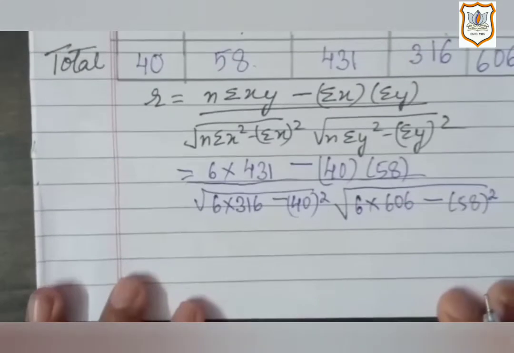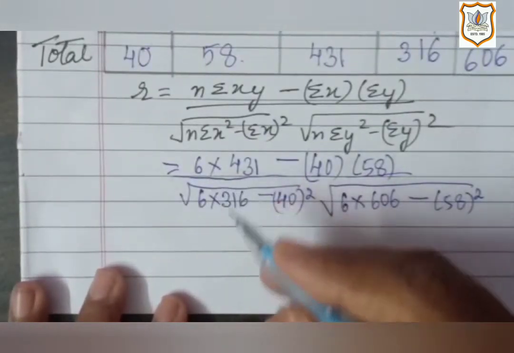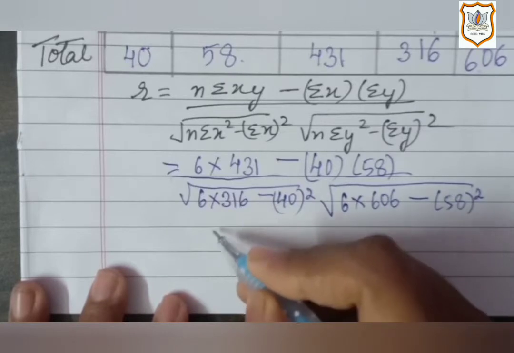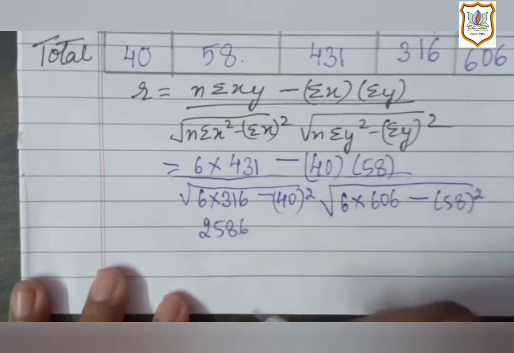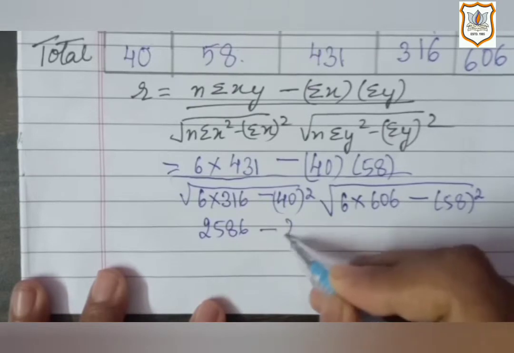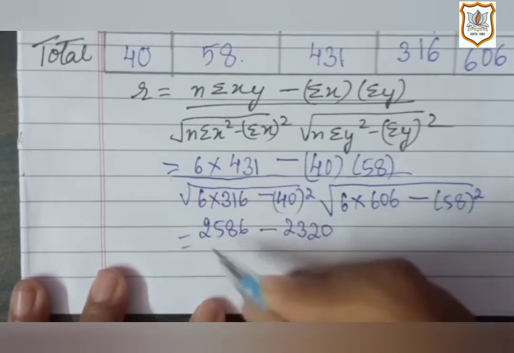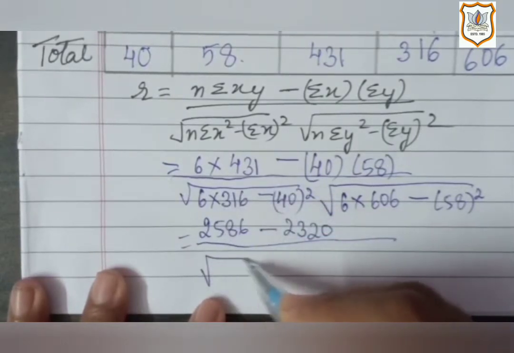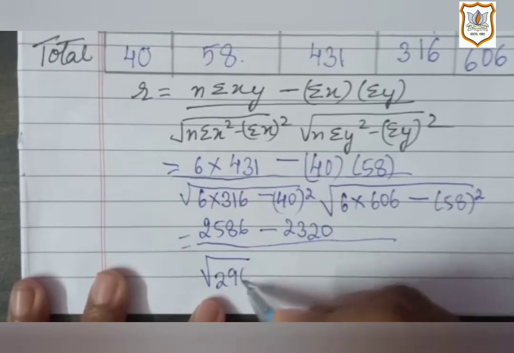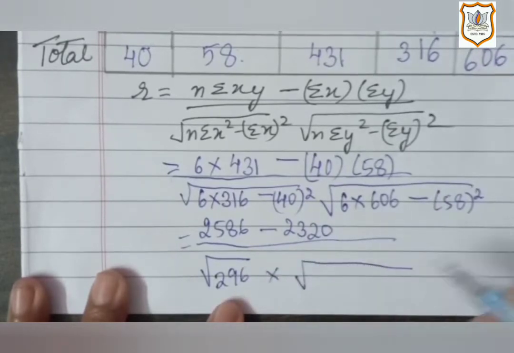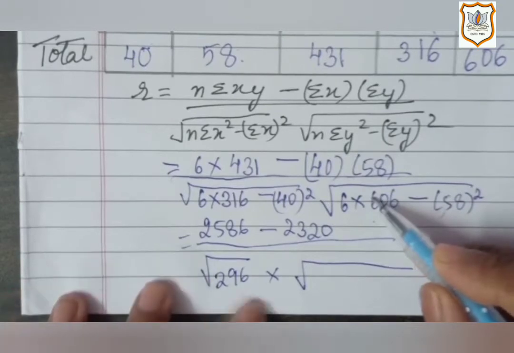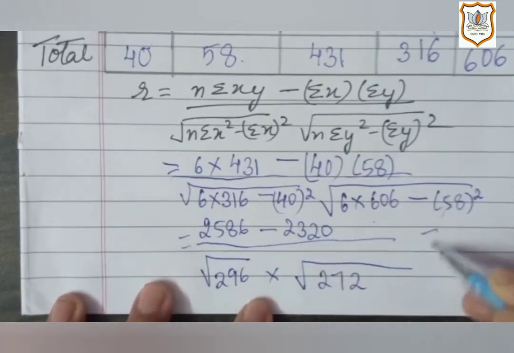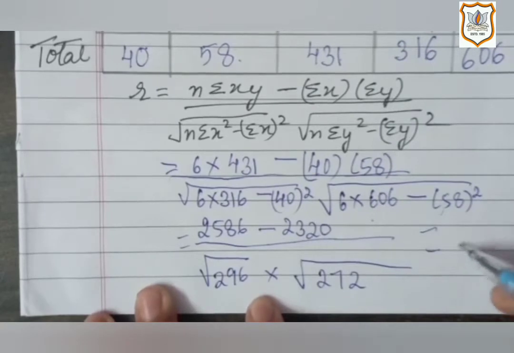When you solve the value over here, you will get it as 6 into 431, that is 2586, minus 2320, divided by, when you solve this value, you will get under root of 296 into under root of, when you solve this value, you will get it as 272, and the final answer when you solve this, you will get it as 0.94. So this is the value of correlation coefficient.